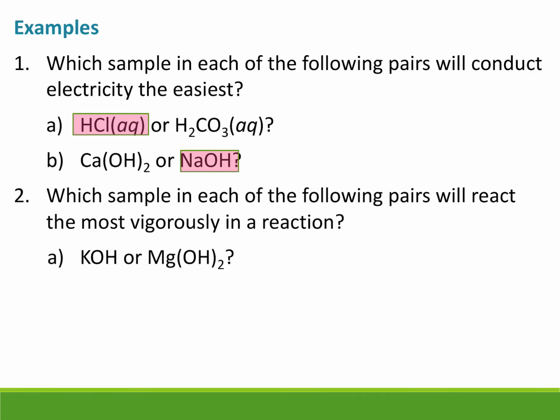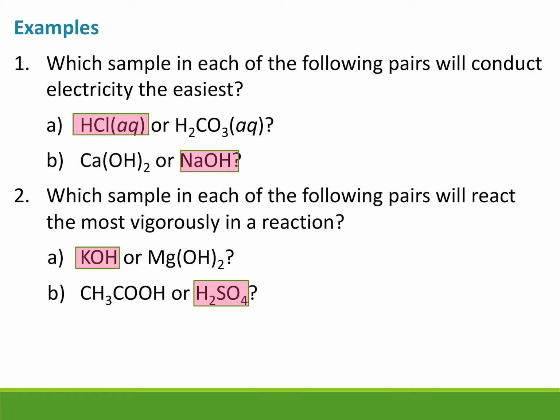Which sample in each of the following pairs will react most vigorously, in other words, faster? Once again, I'm asking you which one is stronger, potassium hydroxide or magnesium hydroxide. Well, it's going to be the potassium hydroxide because it's a group 1 metal base. And then we've got acetic acid, otherwise known as vinegar, with sulfuric acid. And you should hopefully know that vinegar is a much weaker acid than sulfuric acid. Okay? Nice and easy section.